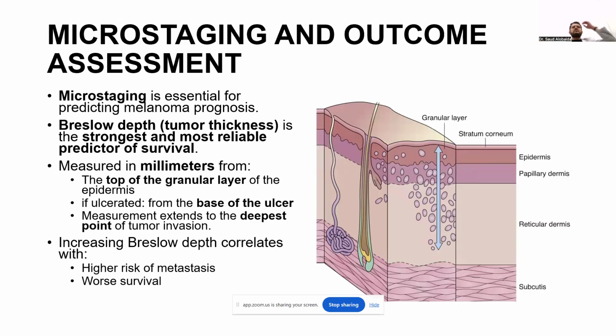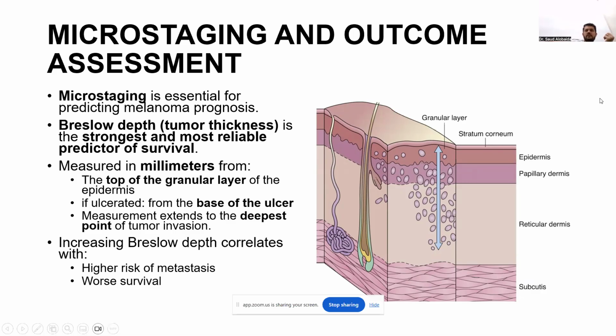Let's go to microstaging. So, an outcome assessment. Microstaging is important. When you want to diagnose a melanoma, you have to make sure you take a good sample that will reveal or reflect the basal depth. Basal depth is probably by far the most important factor when it comes to risk of metastasis and survival.